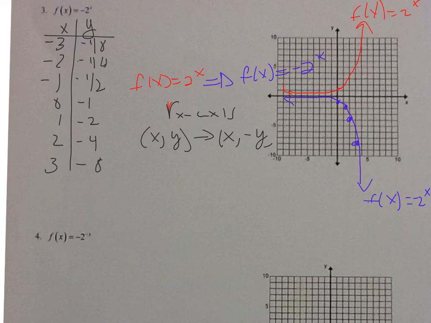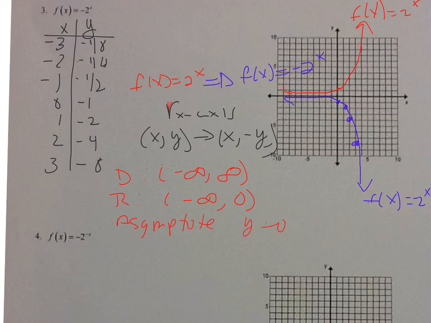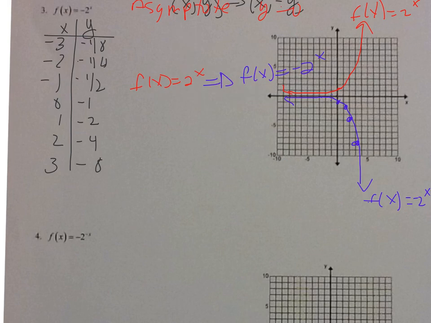So what else do we know is that my domain is the same thing, negative infinity to infinity. My range now is from negative infinity to 0. And I have an asymptote, which is the same thing as before. y equals 0, which is the x-axis. All right, so we got one more to do.